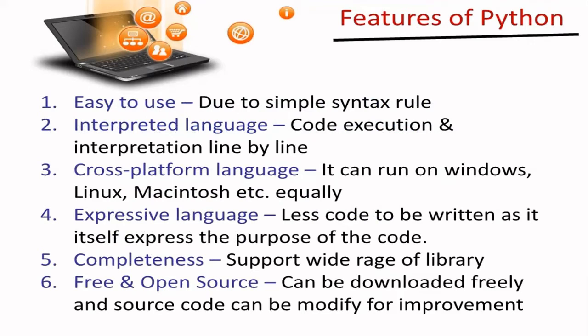In an interpreted language like Python, every line is executed line by line and mistakes or errors are solved line by line. Whereas in a compiled program like C++ or Java, the entire thing is compiled together and all the errors are displayed together in one go. So Python is an interpreted language and execution of the code and interpretation is done line by line.